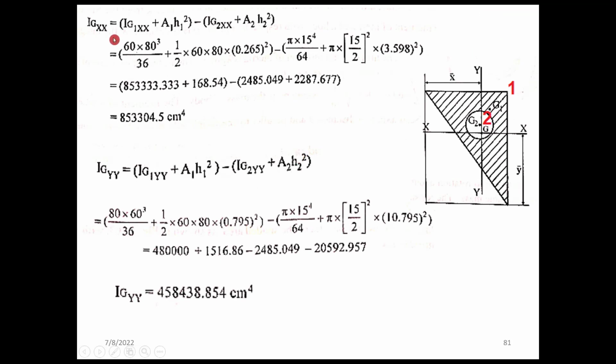So you get the value of Ig xx, and similarly you can find it for Ig yy by subtracting the moment of inertia of the circular area about the centroid axis of the entire figure from the moment of inertia of the triangle with respect to the centroid axis. So you can solve it that way. Thank you.